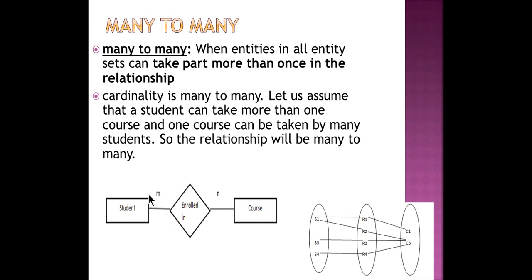You can write m here and n here. They represent many to many relationship. Here m and n are written because the number of entities of student who are enrolled in need not be same as the number of entities of course who are participated in the relationship set. That's why two different variables are used here to represent the many to many relationship set. You can also represent that using this diagram, right?